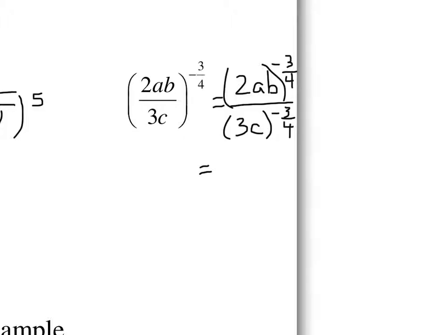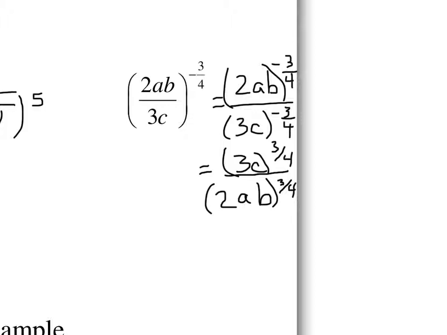So if you're in the numerator, you belong in the denominator. If you're in the denominator, you belong in the numerator. Both of these are in the wrong location. We need to take that (3c) to the numerator, and then it will be positive 3/4. We need to take that (2ab), oops, I forgot to put it in parentheses, we need to take that (2ab) to the denominator, and it will be positive 3/4.